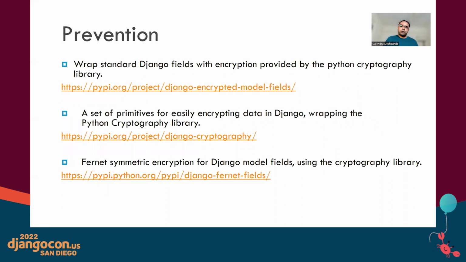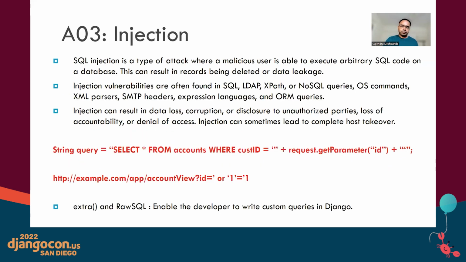Then to prevent cryptographic failures, you need to wrap standard Django fields with encryption provided by the Python cryptography library. Then a set of primitives for easily encrypting data in Django can be used. Then a Fernet symmetric encryption for Django model fields library can be used.